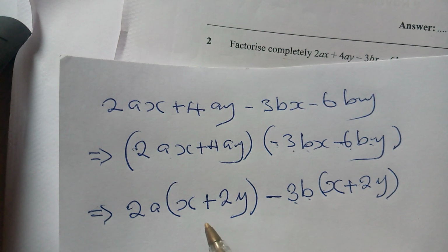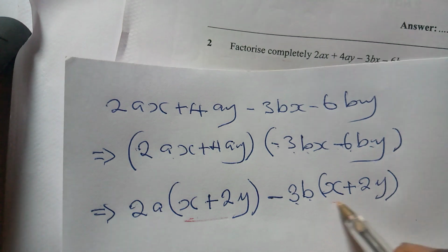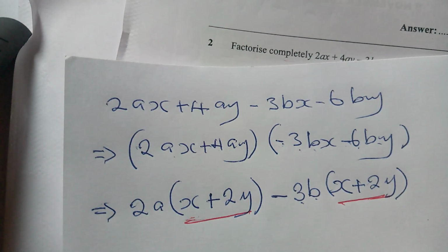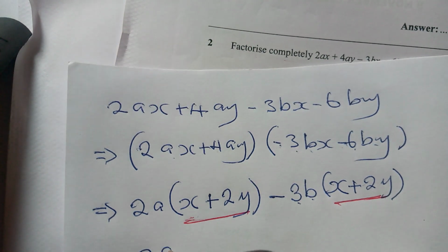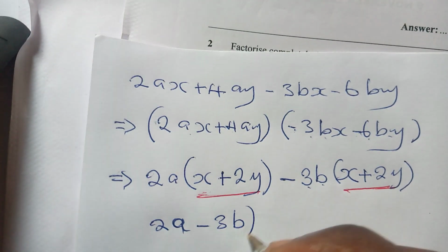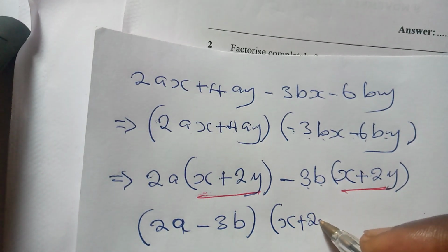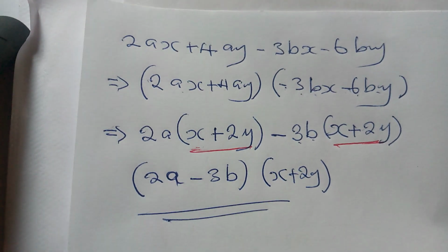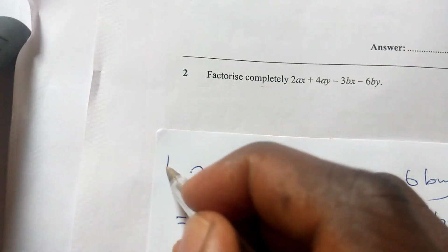So you discover that this and this are the same. So we pick just one from there. We start with what is outside the bracket, which is 2a minus 3b, like that. Put them in brackets, and then we pick one of this, which is x plus 2y. It means you have factorized completely. If you answer like that, you have scored 2 marks. So that was our first question.